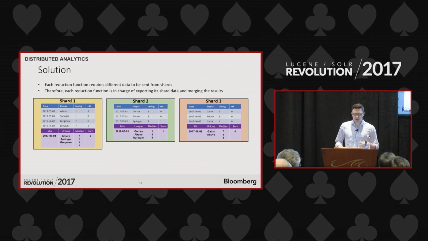So let's assume we're trying to find the minimum of a date in the query that we get back, the unique set of players, the median of inning, and the sum of home run.